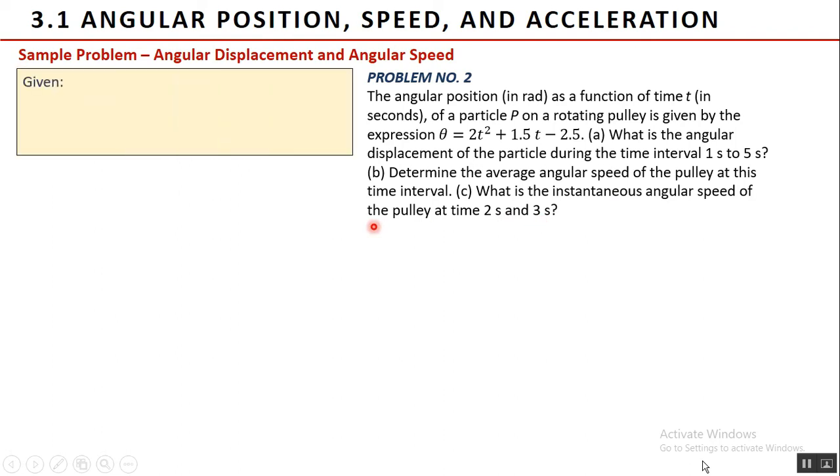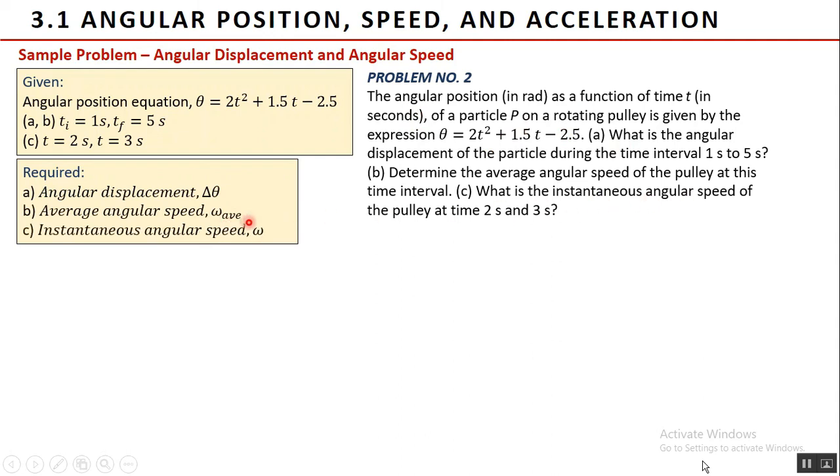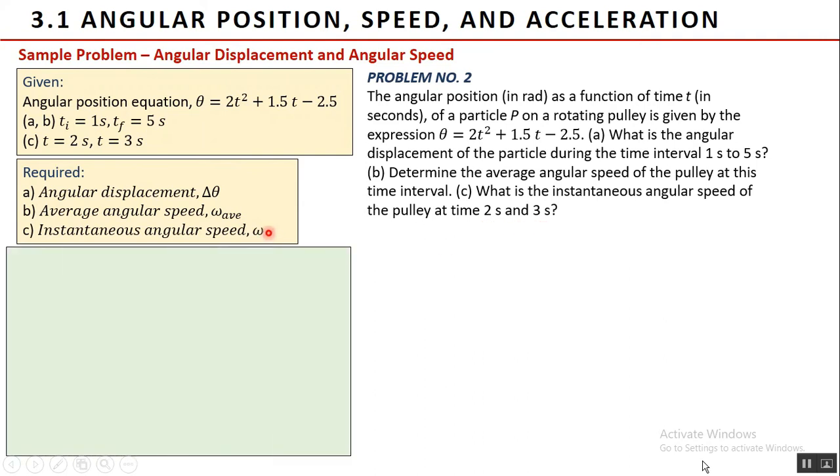Now, let us establish the given information. We have the angular position equation, theta, which is equal to 2t squared, plus 1.5t, minus 2.5. For letter A and B, we have initial time and final time of 1 second and 5 seconds, respectively. And for letter C, we have time, 2 seconds and 3 seconds. Then we list down required quantities. Letter A, the angular displacement. Letter B, the average angular speed, and for letter C, the instantaneous angular speed of the pulley, 2 seconds and 3 seconds later. Alright, we are now set.